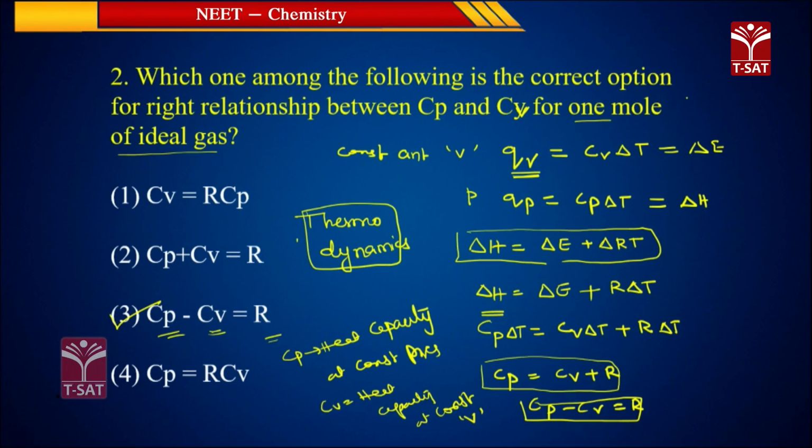Cp equals Cv plus R, that is, Cp minus Cv equals R. This we have derived from where? Heat capacity at constant volume, heat capacity at constant pressure. Thermodynamics is also a very important chapter. I have mentioned some important topics in the live session, mainly the first law of thermodynamics, heat capacities and terminology.